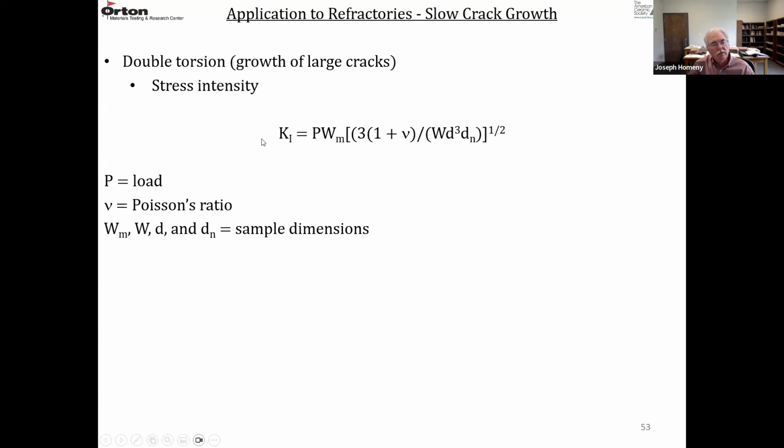So the stress intensity is given by this equation. K1 equals the load times the sample dimension, 3 times 1 plus Poisson's ratio, divided by the sample dimensions, W, D cubed, Dn, and that's all to the 1/2 power.